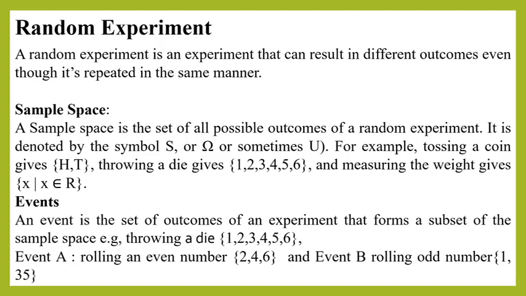For example, when we toss a coin, it can bring different outcomes. It results in different outcomes even if we repeat it in the same manner. We toss a coin in the same manner and it can bring out different outcomes. That is what a random experiment is.